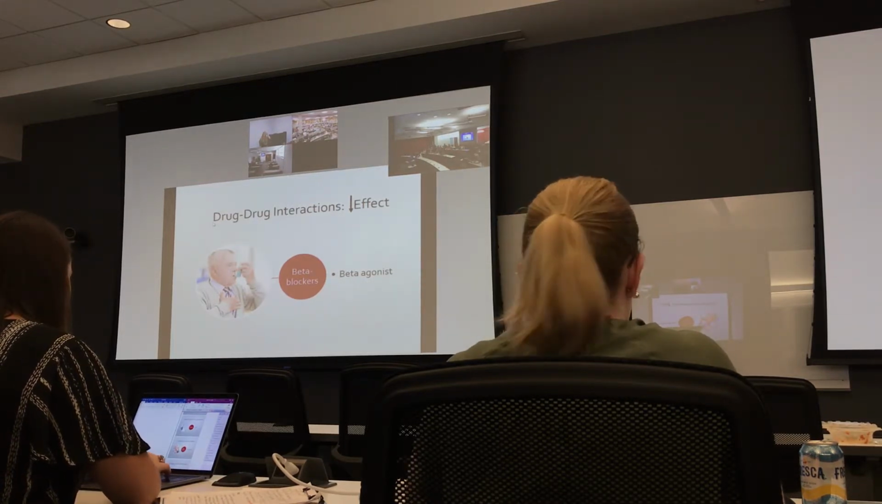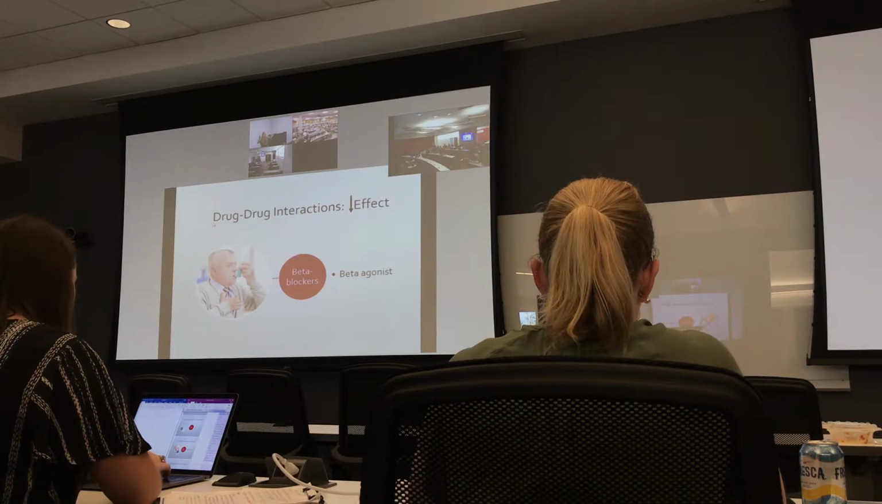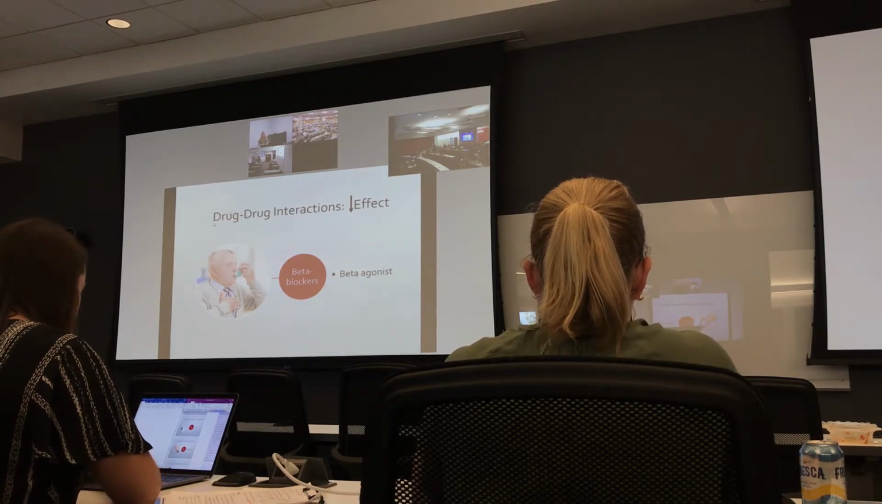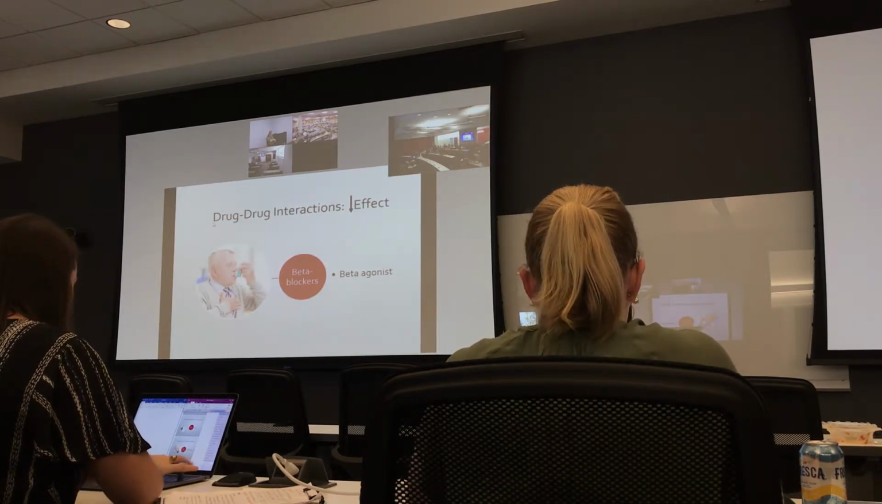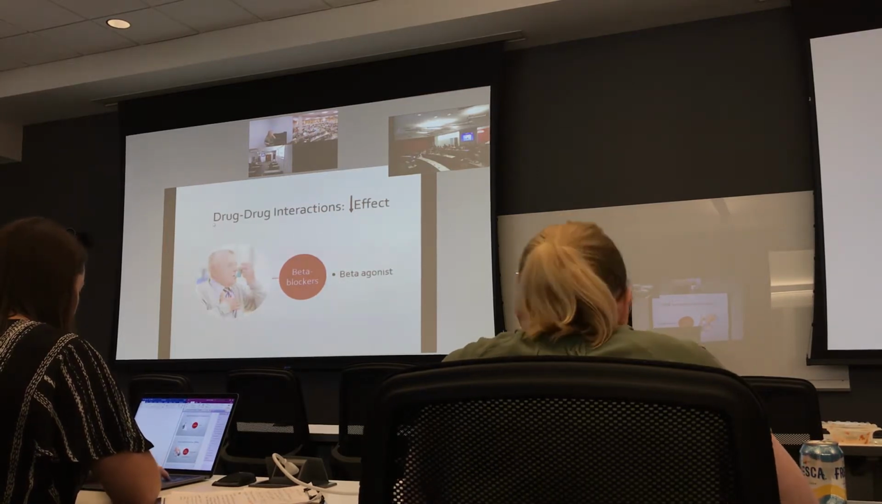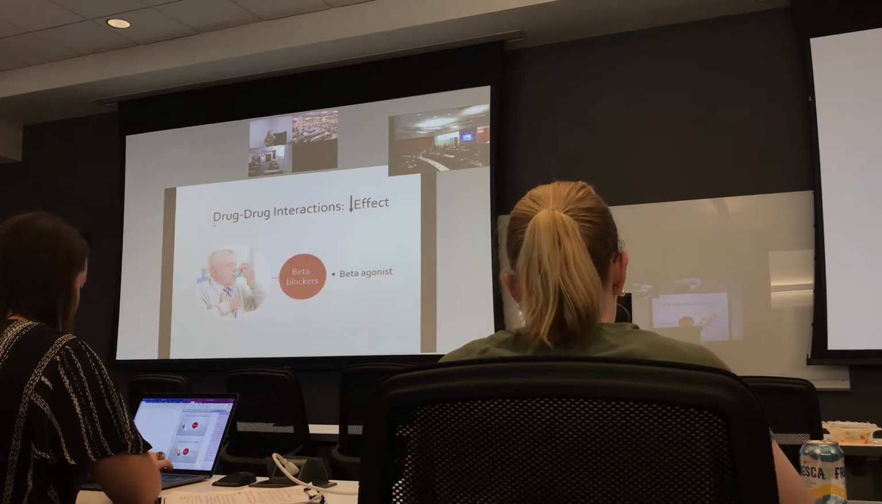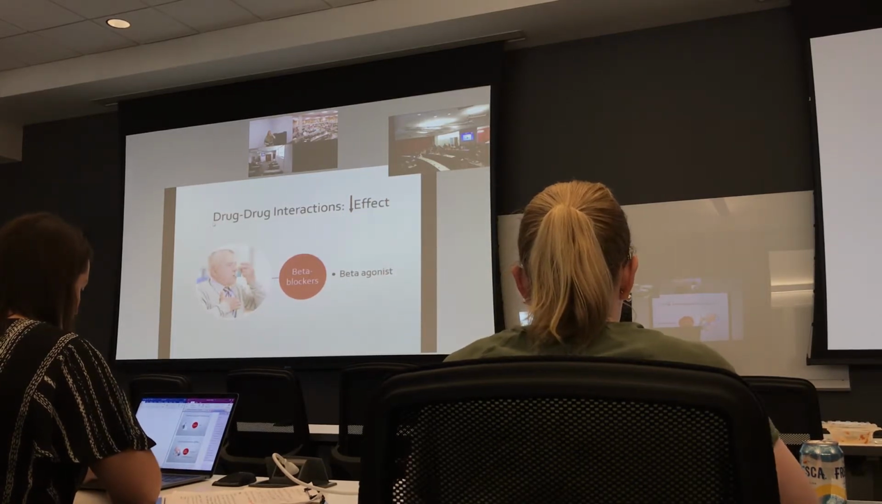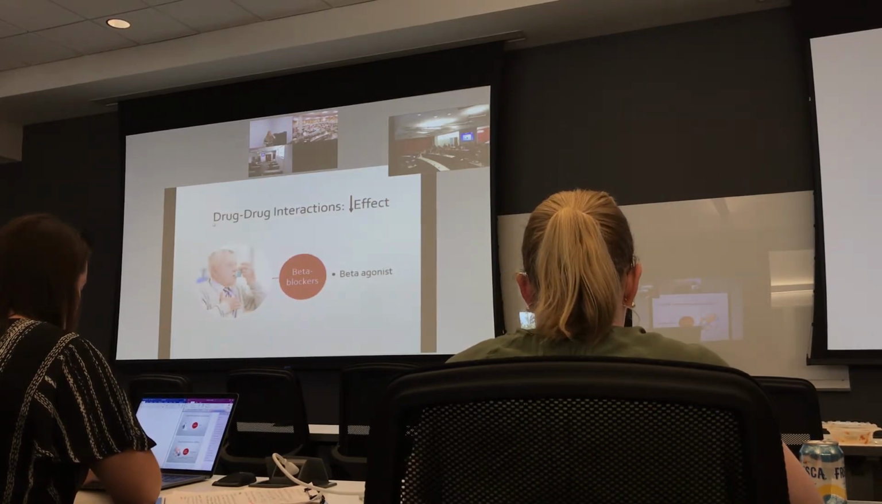Not carvedilol. Carvedilol hits everything under the sun. And atenolol, right, is a selective beta blocker. You know what I do to figure out selective beta blockers? I Google it. I'm not allowed to say that because I'm a faculty member. I don't like to mess it up though, so I Google it every time.